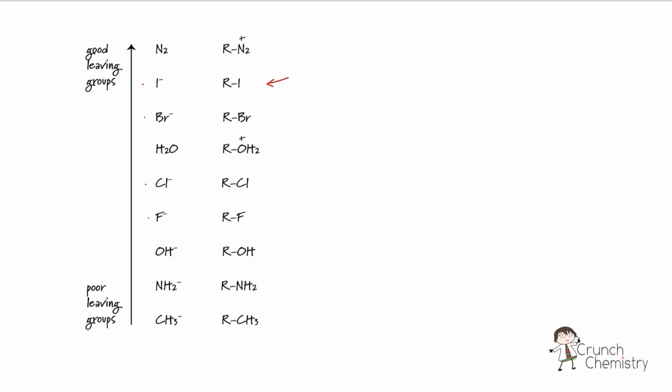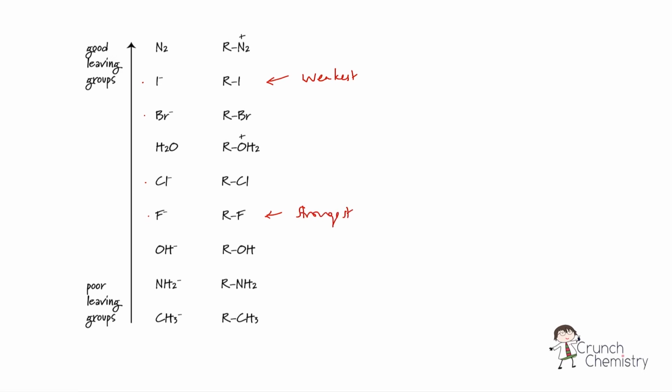A carbon-iodine bond is the weakest, and the carbon-fluorine bond is the strongest. In each of these cases, once the leaving group is left, all the halide ions are relatively stable. So strength of bond is key here.